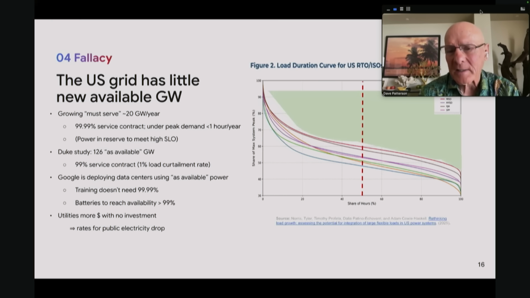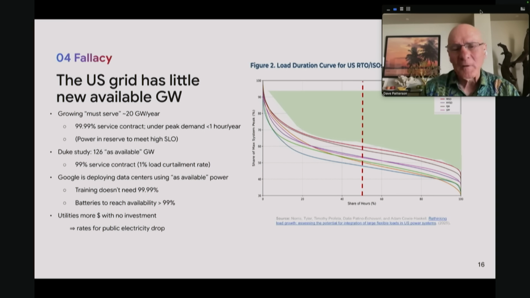I illustrated that in the green bar. So for a given infrastructure, a lot of the power that utilities can produce is unavailable because people expect four nines of availability. But data centers like Google say, hey, we can live with two nines of availability and get this power. And we'll use batteries or something else if we really need more than two nines of availability. That's available with no extra investment by utilities, and they can get more money.